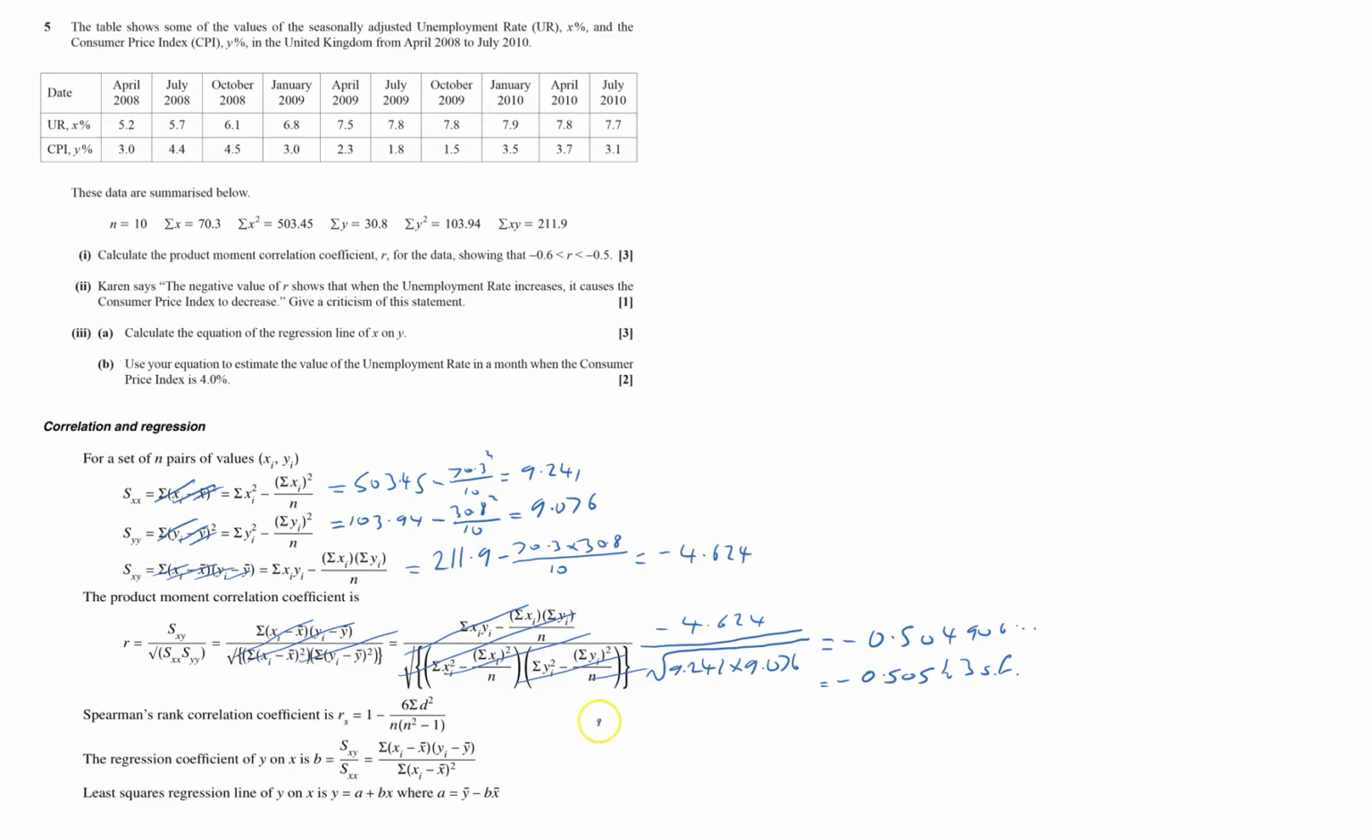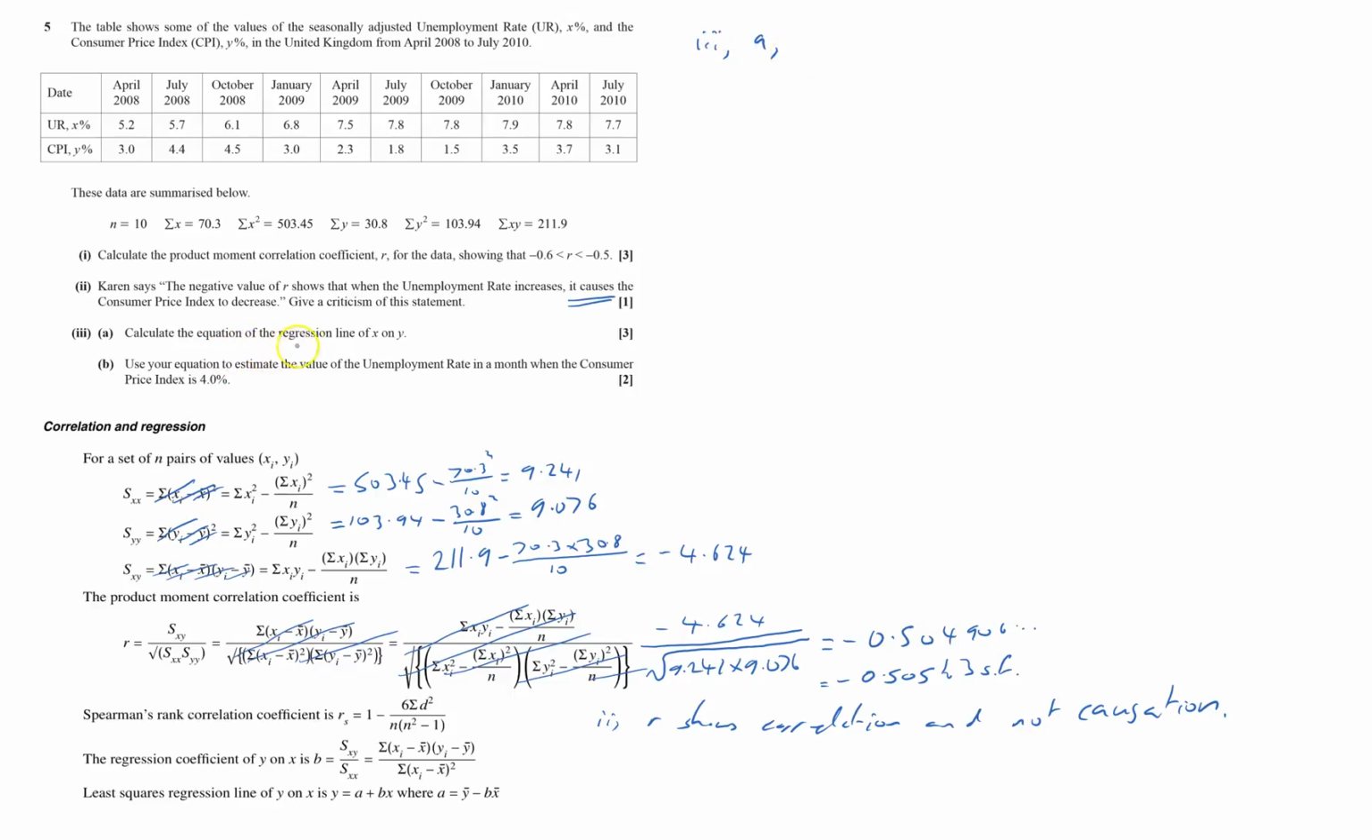What does Karen say? She says that the negative value of R shows that when the unemployment rate increases, it causes the consumer price index to decrease. It doesn't necessarily cause it. It might, but R shows correlation and not causation. Just because something's correlated, it doesn't mean it actually causes it. That's that bit.